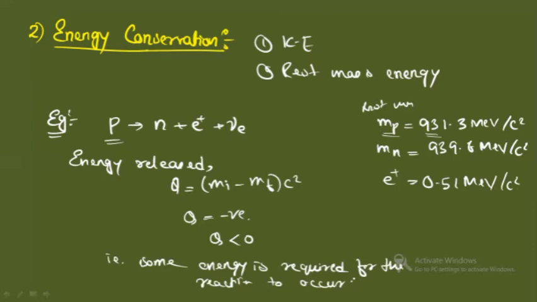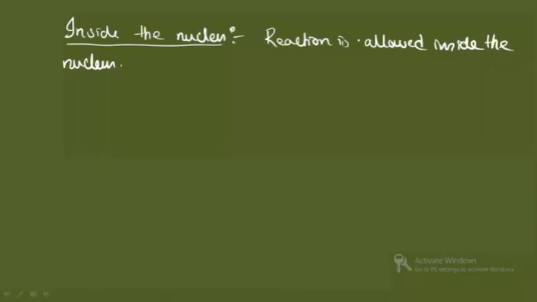After this, we will see the energy inside the nucleus and outside the nucleus. So we will check two possibilities. The first one is inside the nucleus and the second one is outside the nucleus. Firstly we will see inside the nucleus. When we are talking about inside the nucleus, the reaction is allowed inside the nucleus.